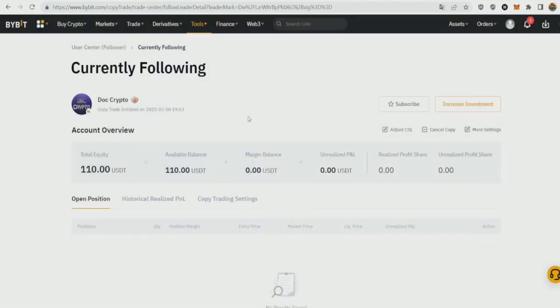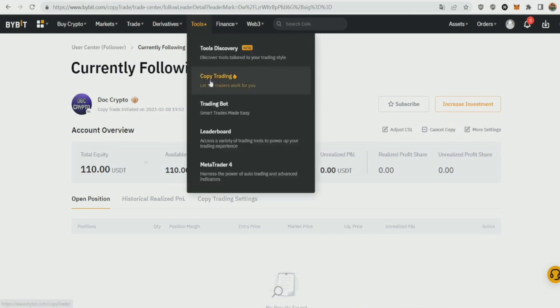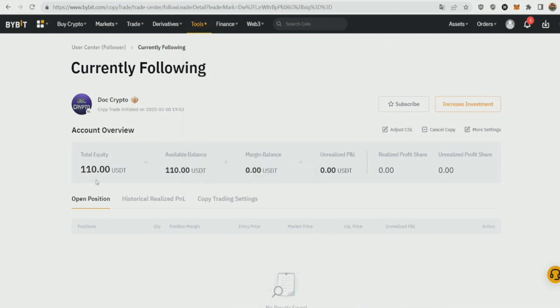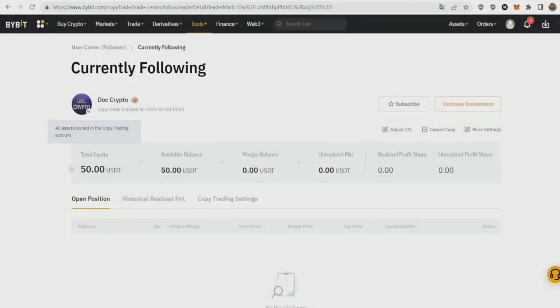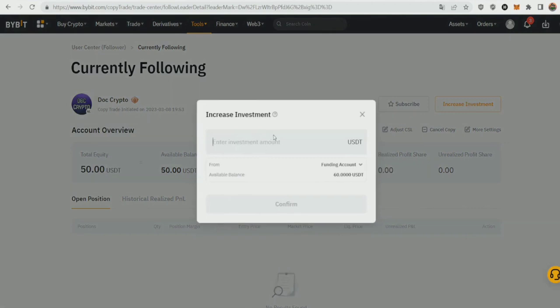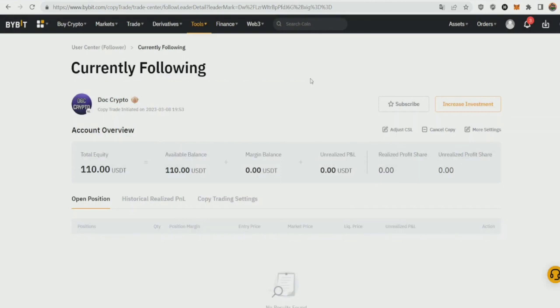Then another great thing that people always ask me, Doc, let's say I made a lot of profit and I want to take some profits out because I want to keep them or use the money. Then the same thing again, tools, copy trading, top right, master trader, and then you go to more settings and reduce investments, and then it says max reducible amount. So let's say we take $60 out, guys, we just take $60 out, and now we're only following your $50. And if you want to increase again, here we have $60 and we can do that again. So this is really how easy it is.